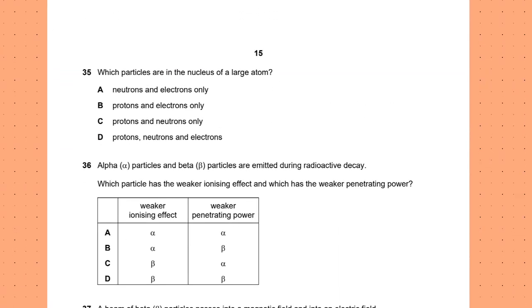35. Which particles are in the nucleus of a large atom? Again, we know the nucleus contains only nucleons, so protons and neutrons. C, easy. Alpha and beta are emitted during radioactive decay. What particle has the weaker ionizing effect? That's beta. And weaker penetrating power? Weaker penetrating power is alpha. C.